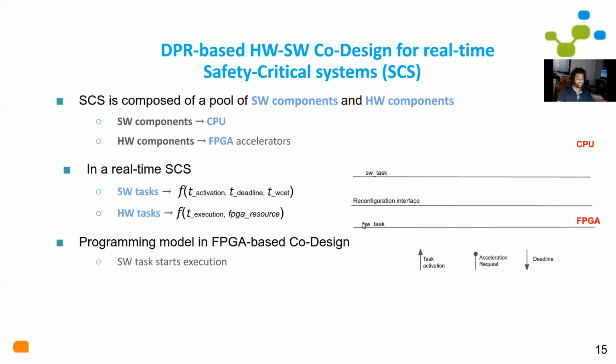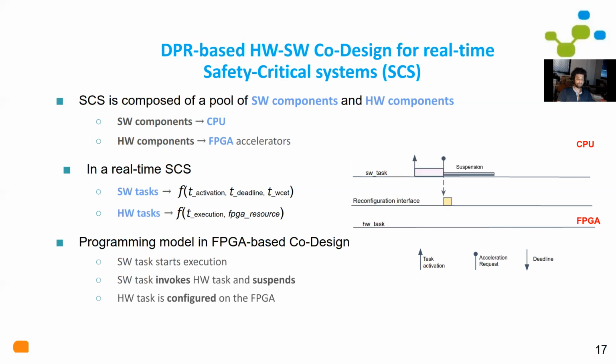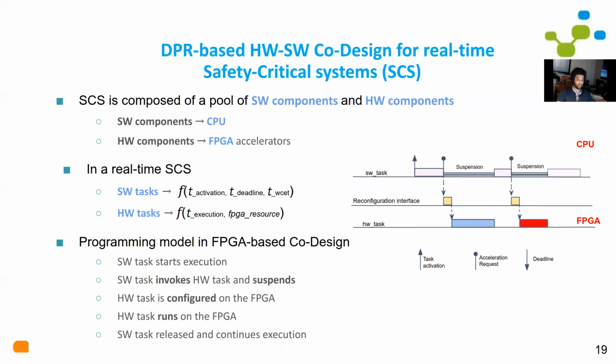So at the beginning, we will start this discussion with a system which contains one software task and two hardware accelerators. The software task starts execution, and at some point it invokes a request for hardware acceleration. And then as soon as the request is received, the accelerator is configured onto the FPGA, and finally the hardware task starts to run on the FPGA. When the hardware task finishes, the software is notified and it continues its execution. It can ask for a different acceleration at a future time.